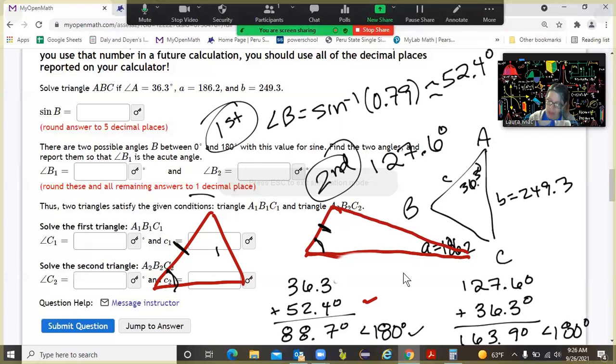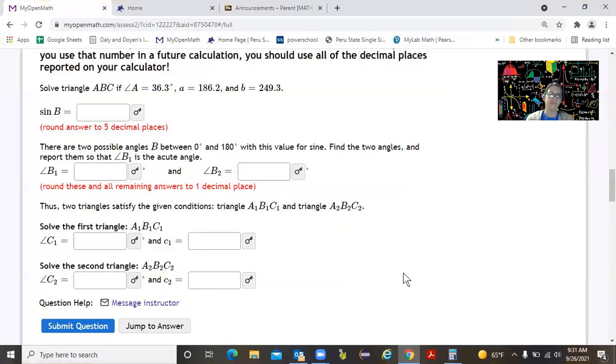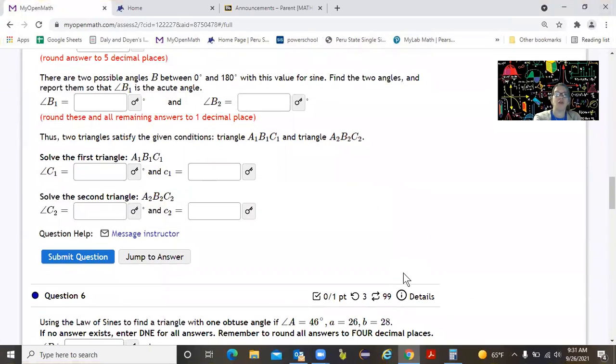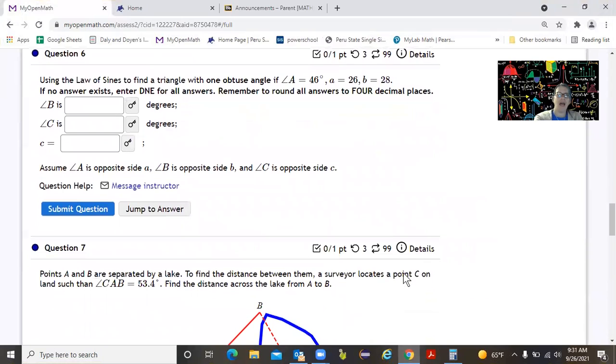So what you'll have to do, this one just says, pick one of them. And actually it says it wants B1 to be the acute angle. So your B1 would be the 52.4, and the B2 would be your 127.6. And then it says, now just finish the triangles all the way through. So those are your three ambiguous cases.